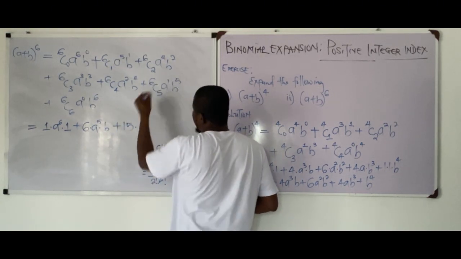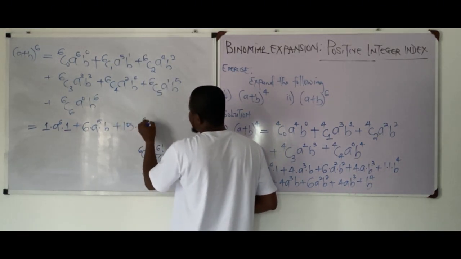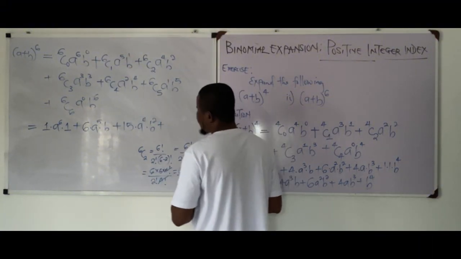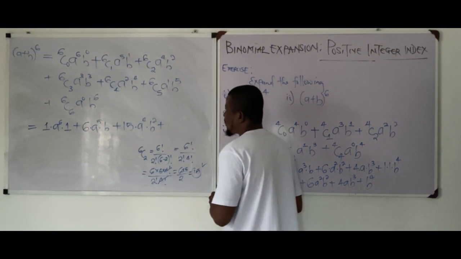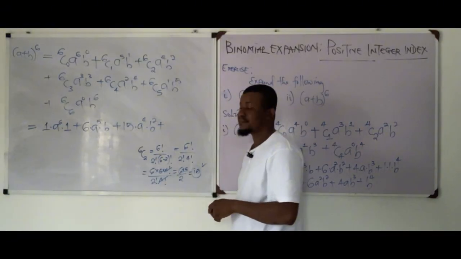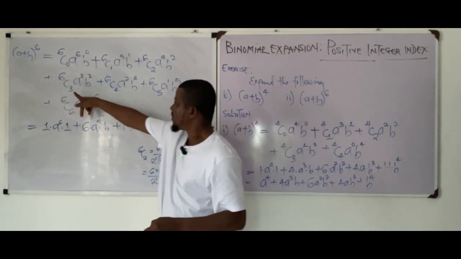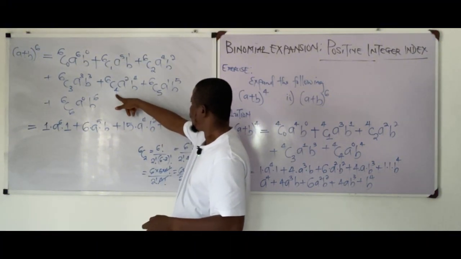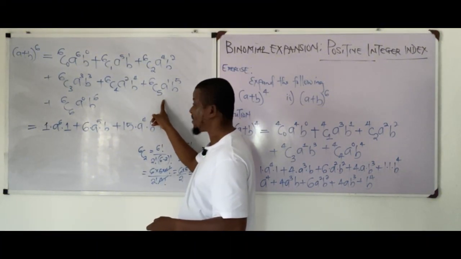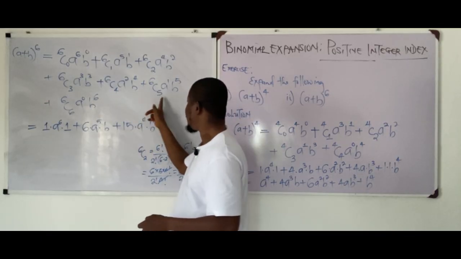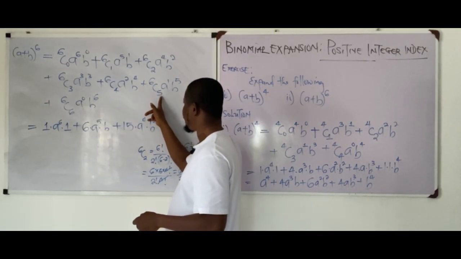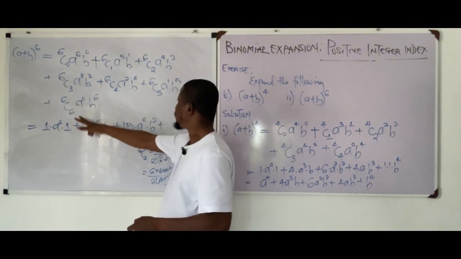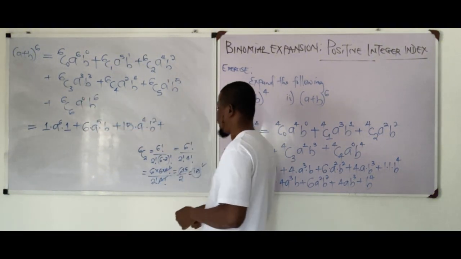Next I have A to the power 4, B squared. Plus the next one is 6 combination 3. Let's resolve 6 combination 3. You can give it a try and see what you get. Also try out 6 combination 4. Already I know that 6 combination 5 will be 6, because n combination n minus 1 is n. So 6 combination 5 will be 6. 6 combination 6 will be 1. So try out 6 combination 3 and 6 combination 4.